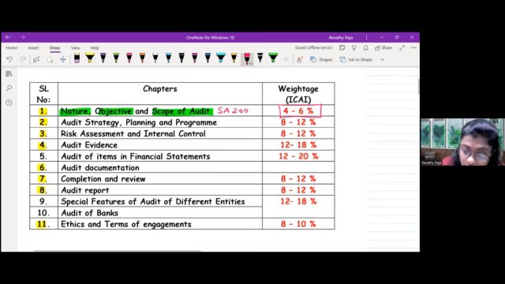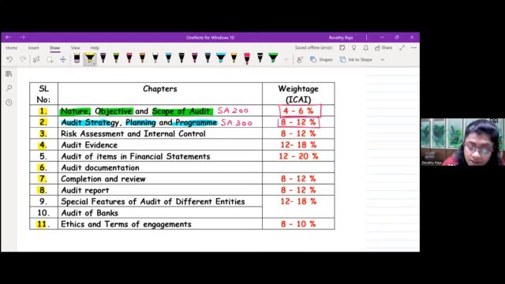The second chapter is regarding audit strategy, planning, and program. As the name itself says, strategy planning. It is nothing but SA 300. This is also a comparatively small chapter, but the weightage is more. As per the ICAI, the weightage is around 8 to 12 marks. Do it well, there are a lot of keywords.